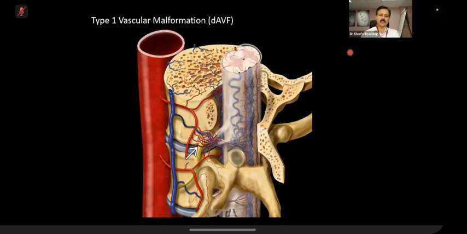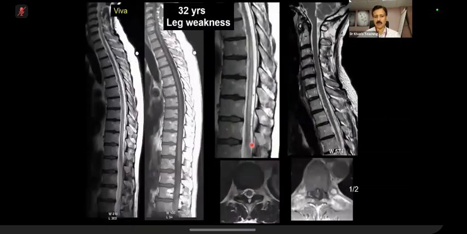But this is known as type 1. Dural AV fistula. Look at this word, dural AV fistula. There is a fistula which is somewhere sitting on the dura, and because of that, the vessels which are sitting on the pia mater become prominent. And because of that there is venous congestion. Because of venous congestion, there is venous ischemia, and there will be edema of the cord. So the cord will be high signal.